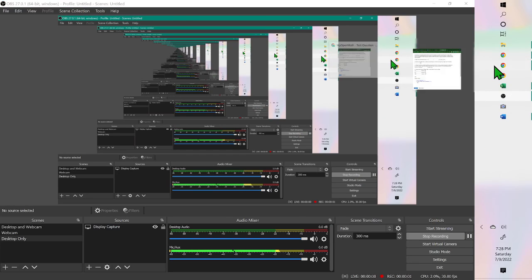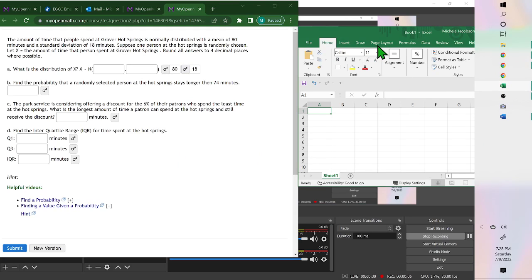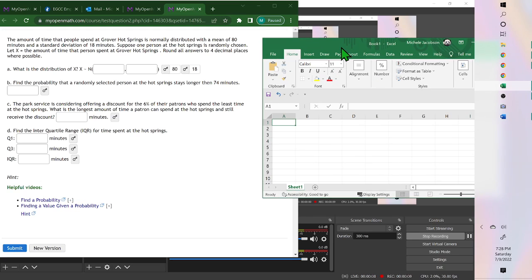Hello. So for this problem, we'd start out using Excel, and it's asked for what is the distribution of X? Well, this is just your mean and your standard deviation. When you get into ones where there's a sample, it's still the normal mean, but then for the standard deviation, you divide it by the square root of n. But this one is not one of those cases. So it's just the mean and standard deviation.